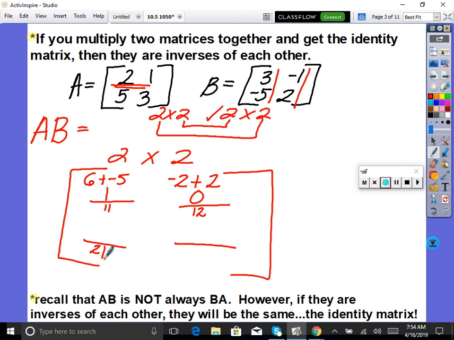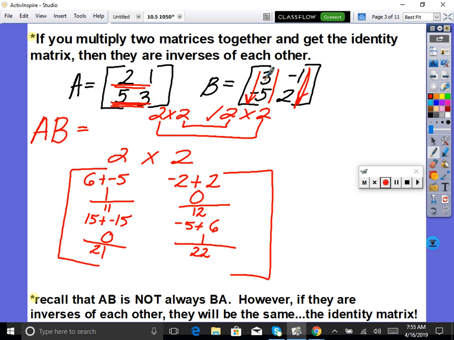Second row, first column. So we're now at our second row and back to our first column. So then that would be 5 times 3, which is 15. 3 times negative 5 is negative 15, so we're getting out 0. And then our final, second row, second column. Negative 5 plus 6 is 1. Do you guys see how when we multiply them, we got the identity matrix? Therefore, this matrix and this matrix are inverses of each other.